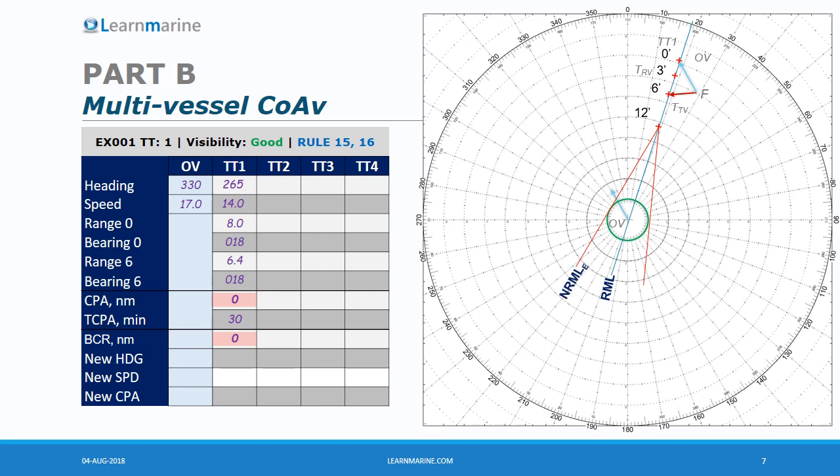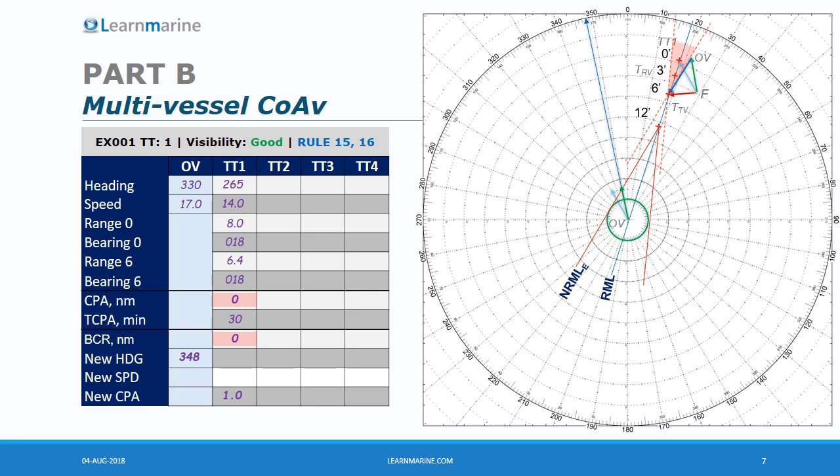Transfer these new RMLs to minute 6. As we have to alter the course to starboard, we have to rotate the ship's own vector about the fixed point clockwise until we bring it outside the sector formed by the 2 new relative motion lines. We obtain the new course by transferring this vector to the center of the maneuvering board, which is 348 degrees in this case. In between the new own vessel vector and the tracked target true vector, we obtain the new tracked target relative vector.